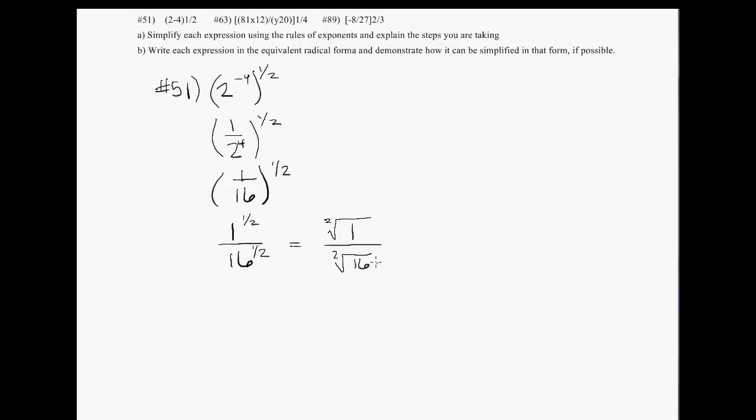All right, well, the square root of 1 is 1, and the square root of 16 is 4. Okay, so we got the same answer. So it's up to you to decide which way is easier for you. Personally, I thought simplifying the expression using the rules of exponents was a whole lot easier to deal with than this here. All right, so let's work on our next one.